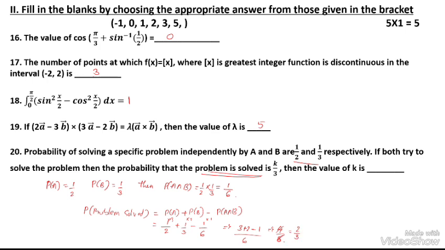Therefore, now, what is the value of the probability of solved? That is K by 3 is equal to the value 2 by 3. 3 gets cancelled. The value of K is 2. The answer is up to this much. The part A questions are completed.